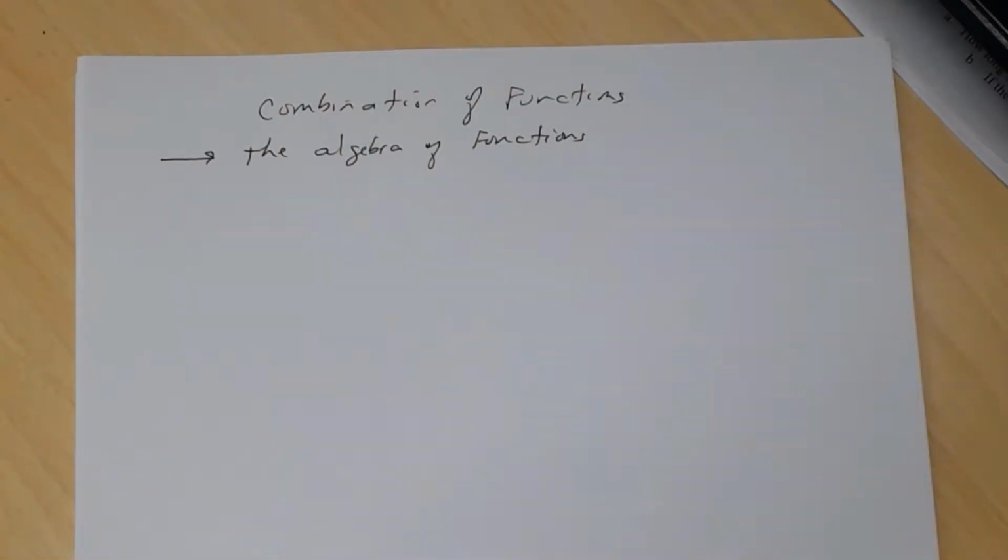Okay, so this lesson is on combination of functions, and so let's discuss what we mean by the algebra of functions. So remember the arithmetic operations are addition, subtraction, multiplication, and division. Well, we can add two numbers, we can subtract two numbers from each other, we can multiply two numbers, and we can divide two numbers as long as the denominator is not zero in terms of the division part. We can do the same thing with functions.